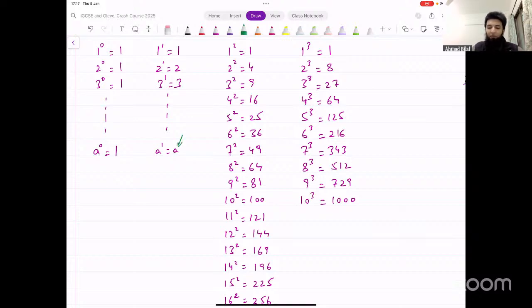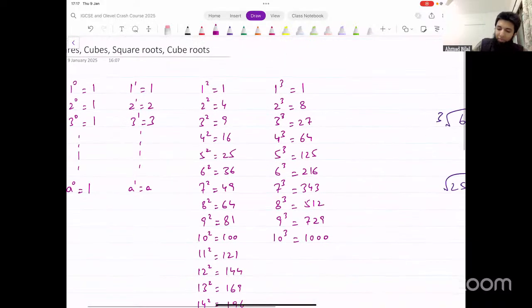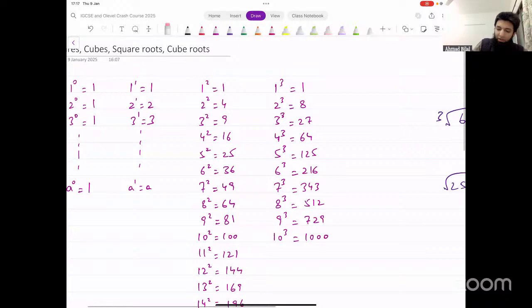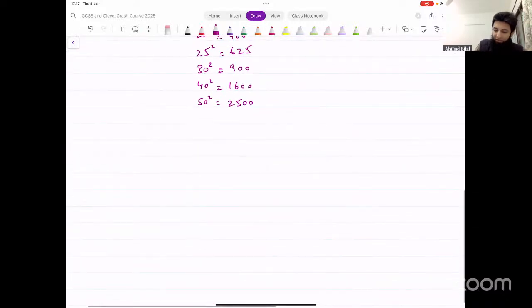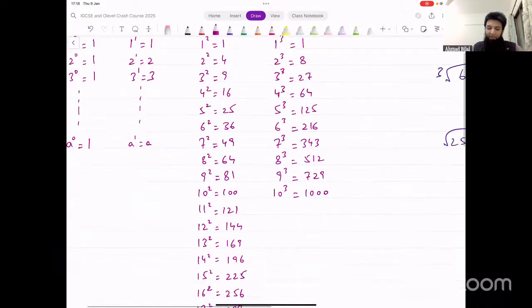But then for squares and cubes, you have to remember some of them. And this is how they're generally evaluated. If you have a squared, that means a times a. If you have a cubed, that means a times a times a. You have to multiply that number twice or thrice like this. For a square, you do a times a. For a cube, you do a times a times a. Okay? Now, these are some squares that you need to remember.